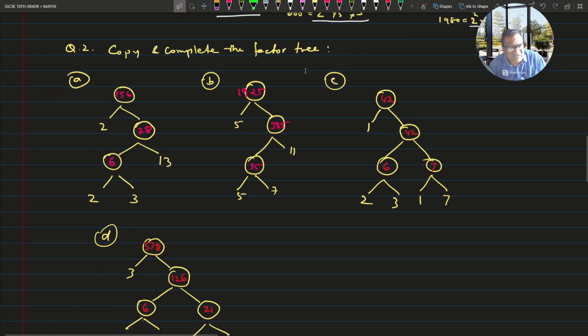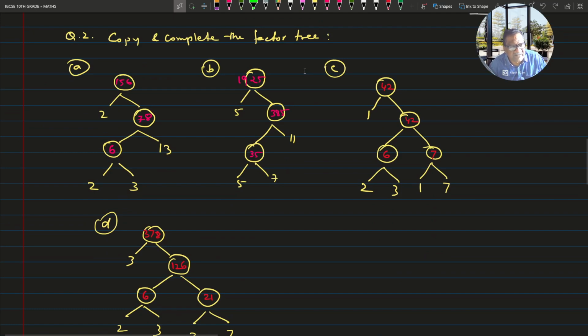Now, this is question number 2. Copy and complete the factor tree. Now, the red is the answer actually written, okay? But the yellow diagram is something that you have to fill, okay? So, such diagrams, for factorization, factor tree, if you want to fill up, you have to start from the base. So, here 2 and 3 is given. So, 2 into 3 is what that you have to write in this first circle.